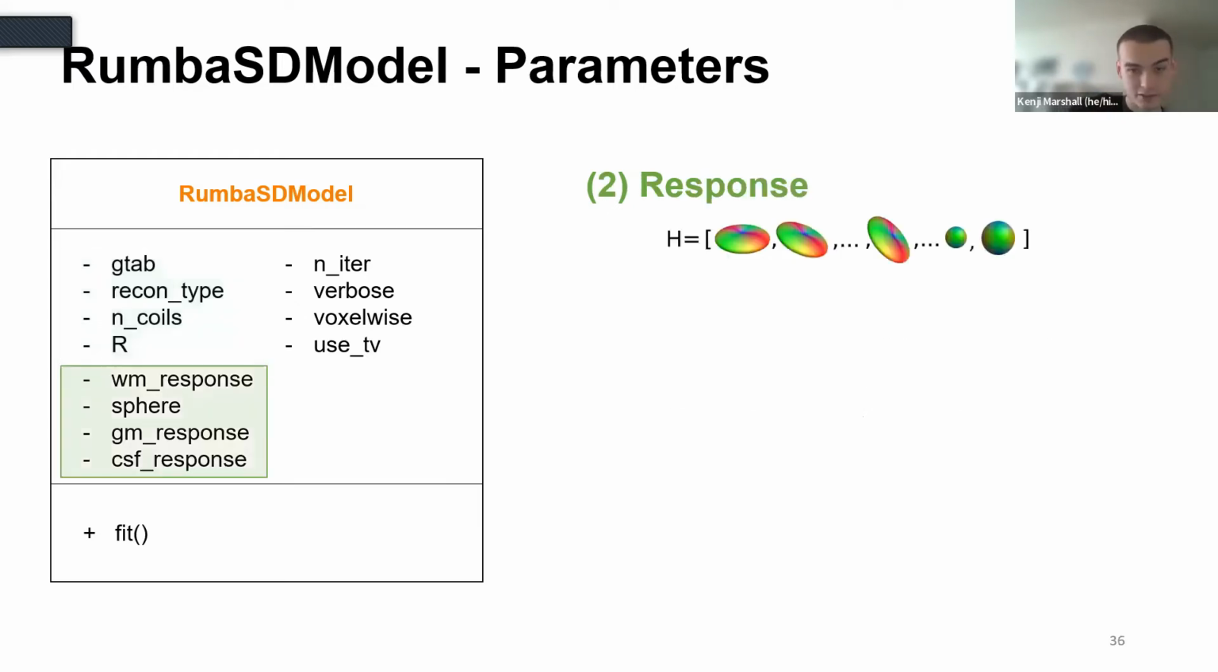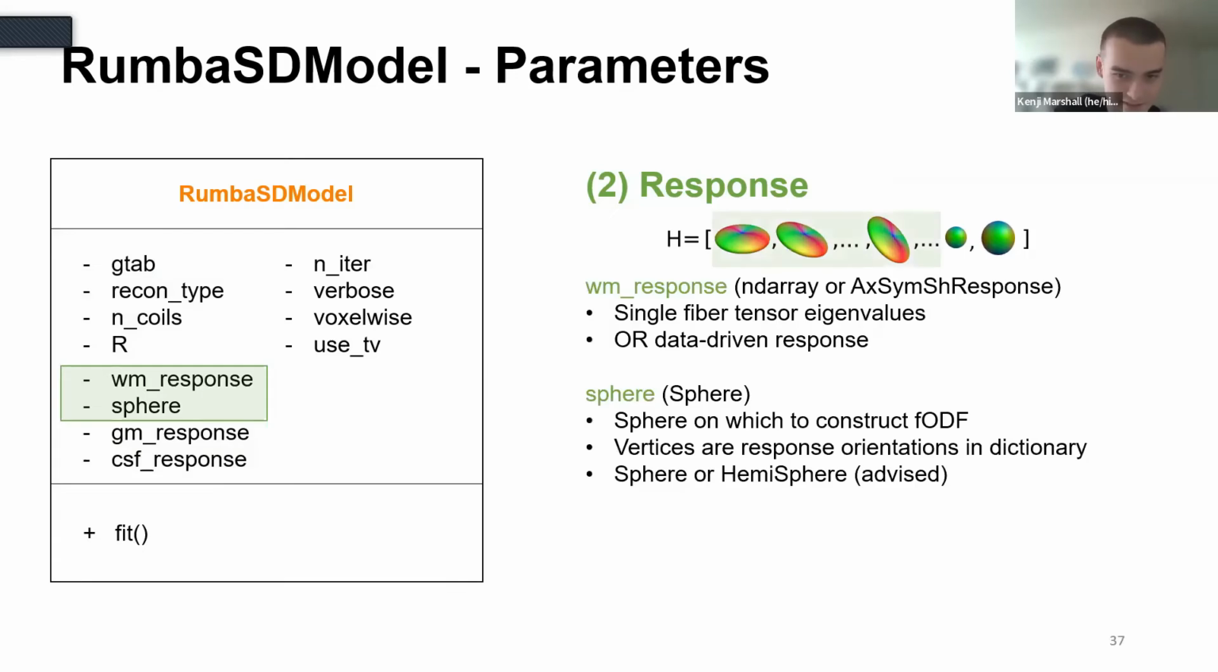The next group of parameters are those related to the response. So the construction of this dictionary, these rotated disks and those spheres at the end. To begin, we'll focus on these rotated disks, which are the rotated white matter responses. Rumba lets you pass a white matter response in one of 2 ways. One, you can pass the eigenvalues for a single fiber tensor, or you can pass this spherical harmonic representation of a data-driven, data average response. And I'll go through how you can get to each of these responses.